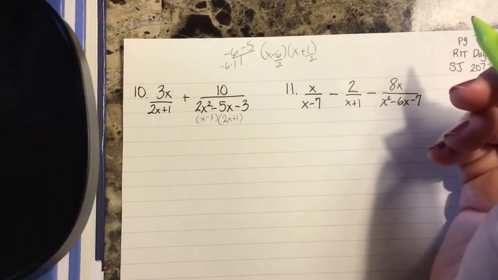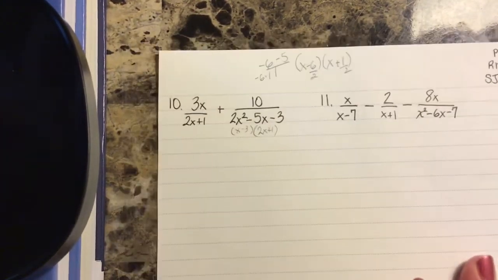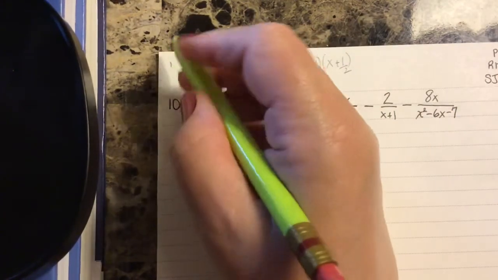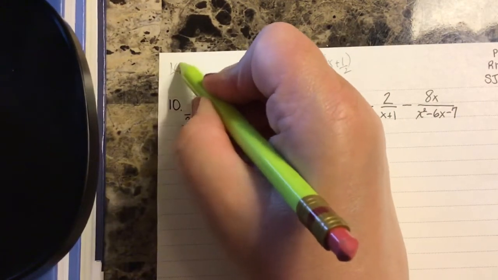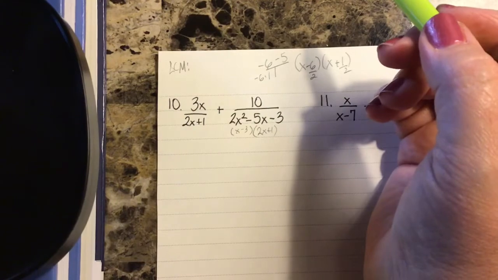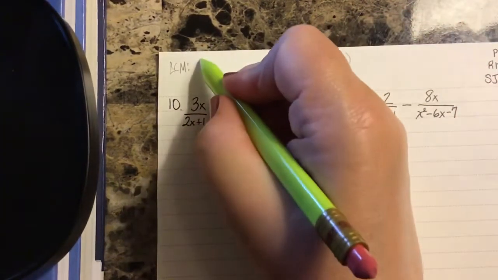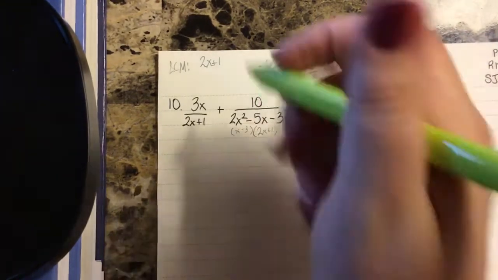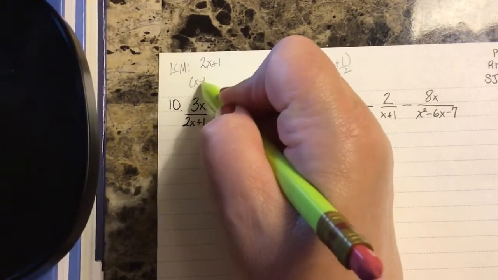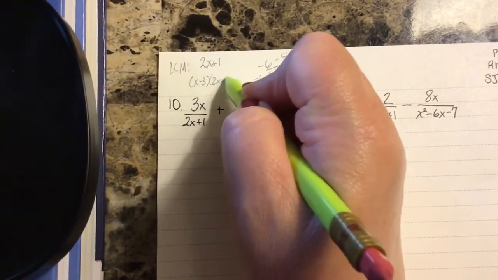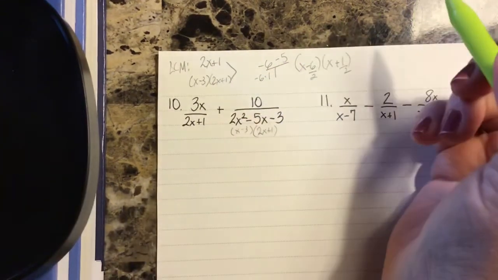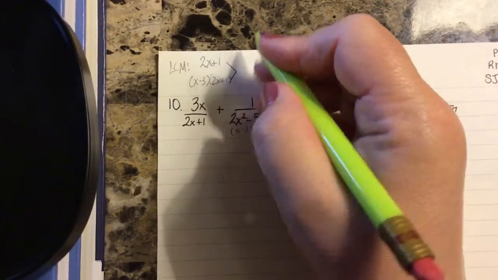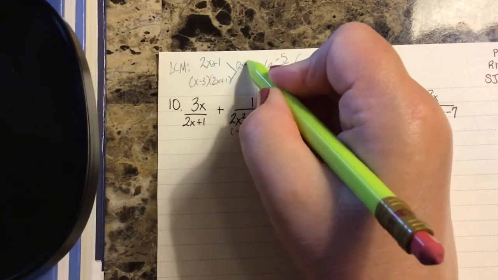So when I'm thinking about the least common multiple for number 10, or the least common denominator for number 10, I should say. My first denominator is 2x plus 1. My second denominator is x minus 3 times 2x plus 1. Do they have anything in common? Yes, they have 2x plus 1 in common.